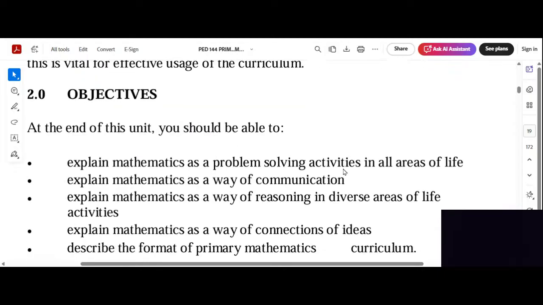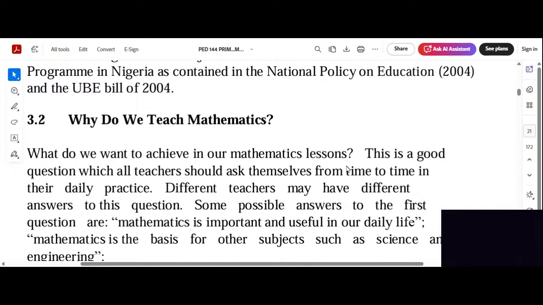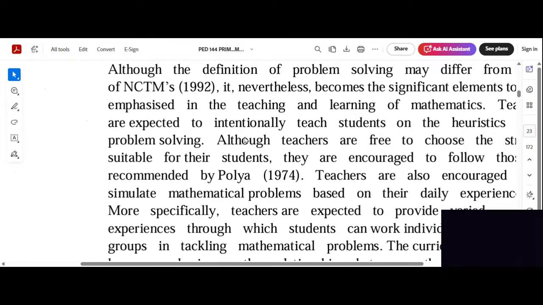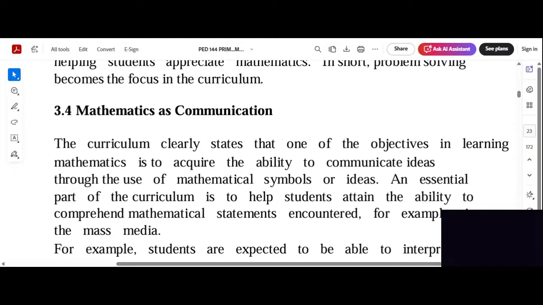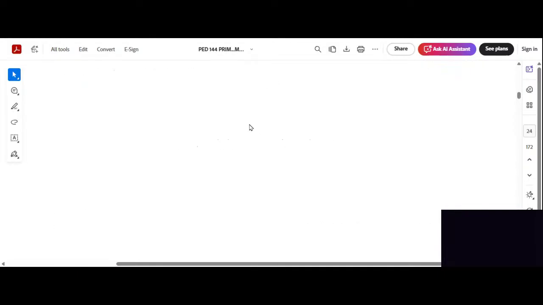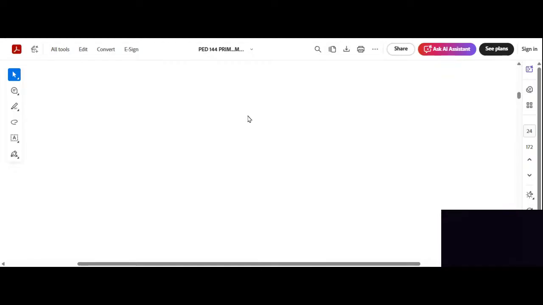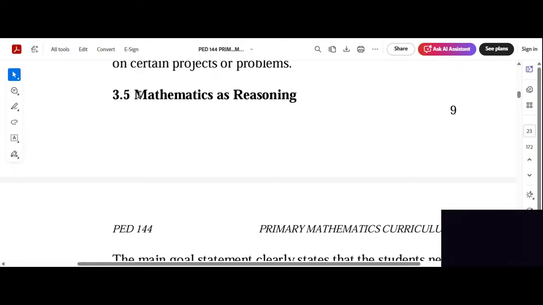Okay, sorry. Let's not mix things together. We are done with this part. We have done this part. No problem solving, I remember that very well. Excuse me. We are meant to do mathematics as reasoning. I believe that is where we stopped.